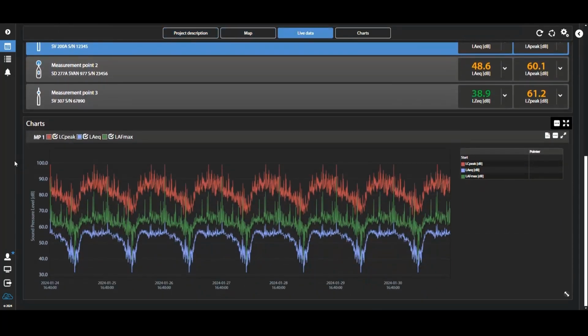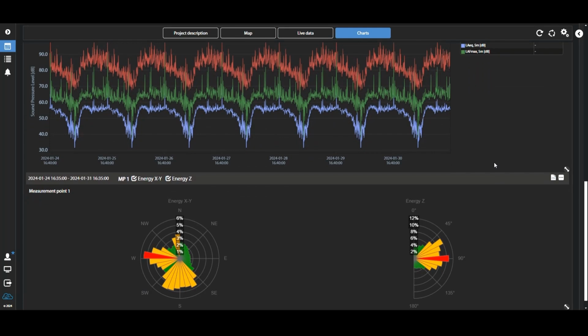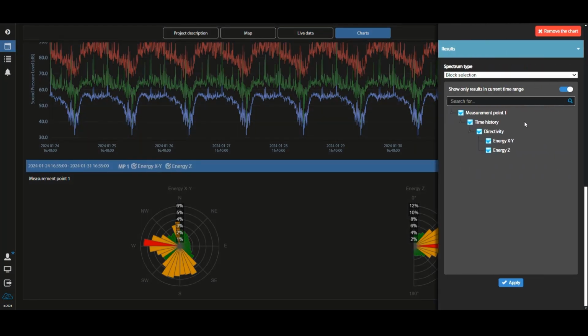Apart from standard time history charts, you can now add an energy distribution chart. This way, you can examine the energy distribution in X, Y, and Z axis. In other words, you can determine where the noise was coming from. The charts inside one panel are connected.